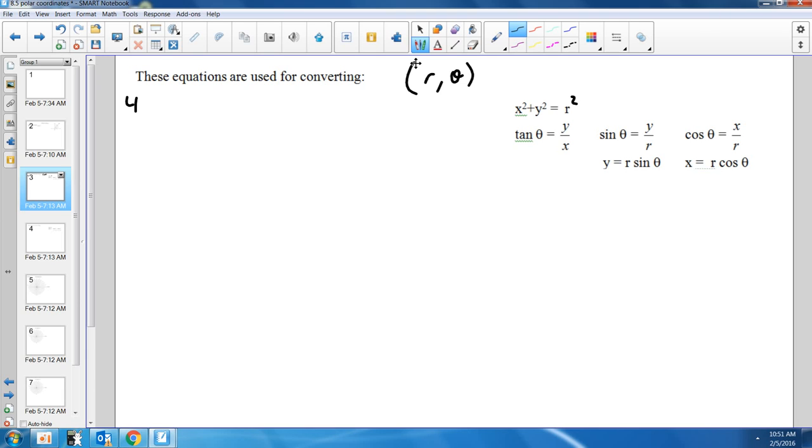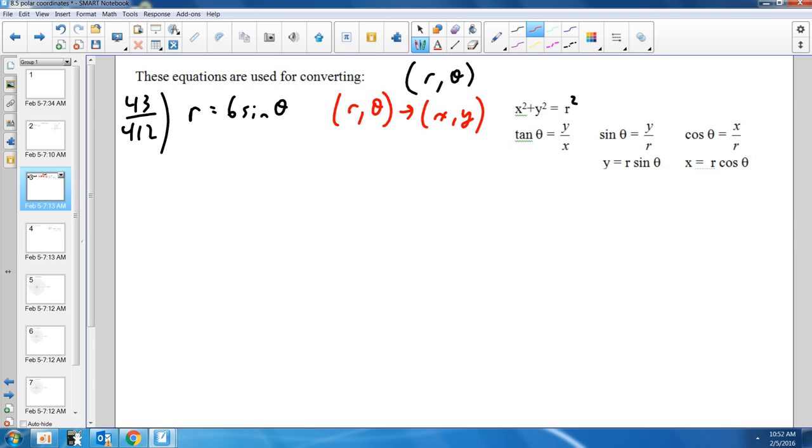We're going to start with number 43 on page number 412, and you're going to see that it says r is equal to 6 sine theta. And the question is, convert that to rectangular form. In other words, take your r thetas and make them into xy's. If I can take all of my r thetas, get rid of them, replace them with xy's, then I'm done. I can't have an equation with any r thetas in it.